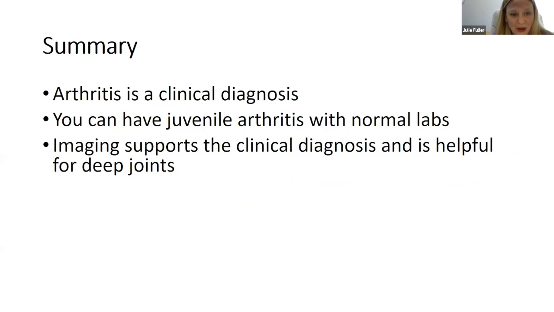So in summary, arthritis is a clinical diagnosis, and you can have juvenile arthritis with completely normal labs, and imaging really supports the clinical diagnosis and is very helpful in assessment of some of the deep joints, such as hips and SI joints that we can't see swelling clinically.